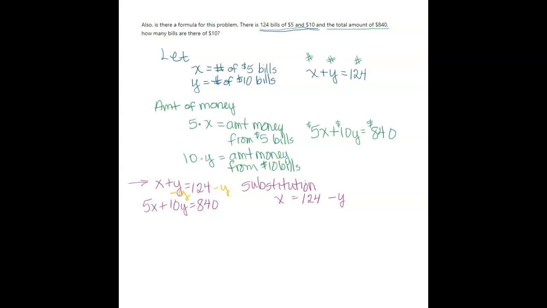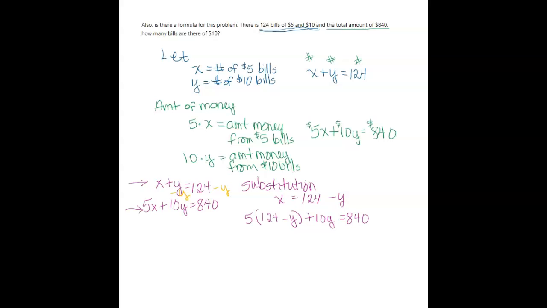Now that I have that, I'm going to substitute it into the second equation, this one right here. Instead of writing 5x, I'm going to write 5 times 124 minus y, plus 10y is equal to 840. And now I just have a one-equation system that I can solve using the distributive property, adding like terms, the normal way you would go about solving this equation.